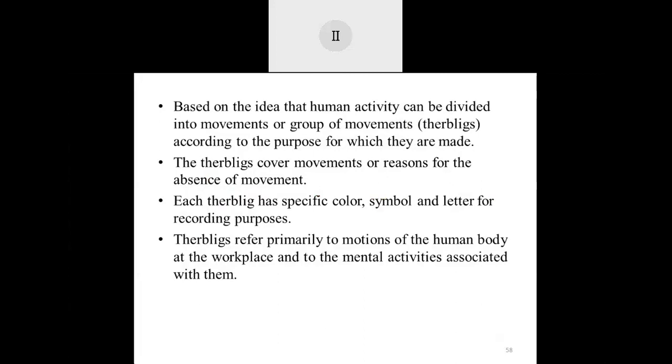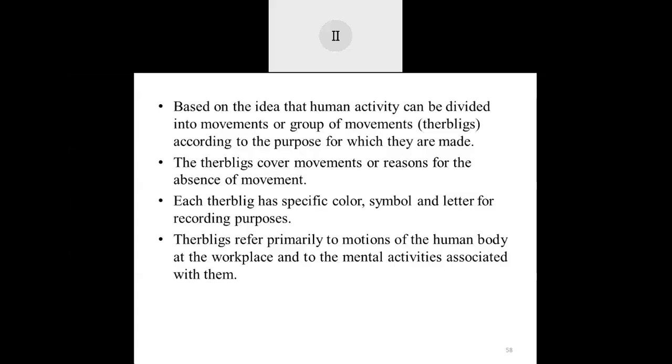Then the therbligs cover movements or reasons for the absence of movement. So it will also cover if there is no movement, or suppose sometimes no movement is required, unnecessary movement, that we can record. Each therblig has a specific color, symbol, and letter for recording purposes.